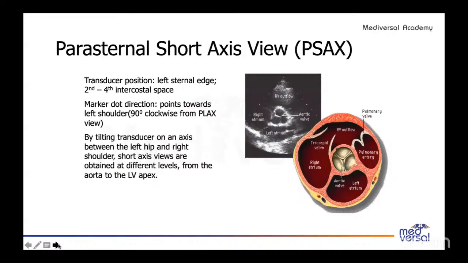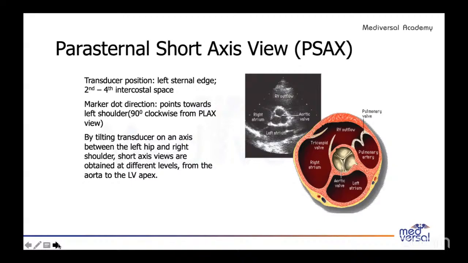So this is the P-sex short axis view at an aortic level. You can see the transducer position has now changed to the left sternal edge of the patient. There it was the right sternal edge in plaques. Again, second to fourth intercostal space. You start from the plaques and keep on moving, then you slowly see these levels. So the starting point is always plaques. Then you come to the P-sex.